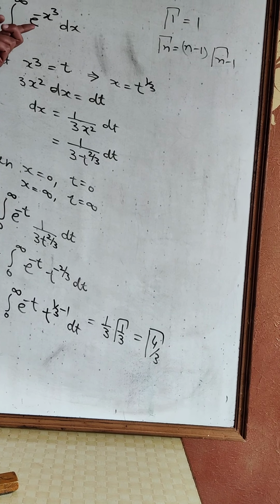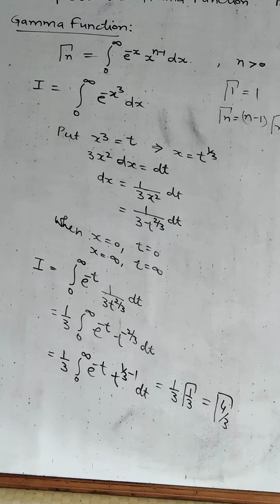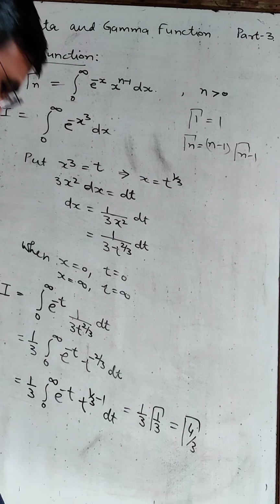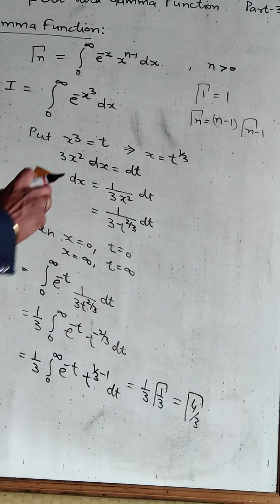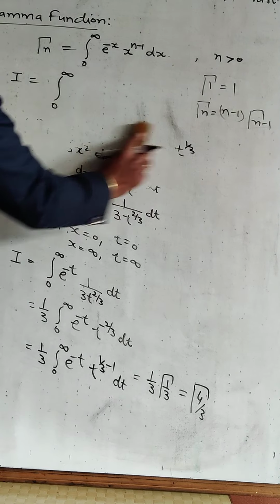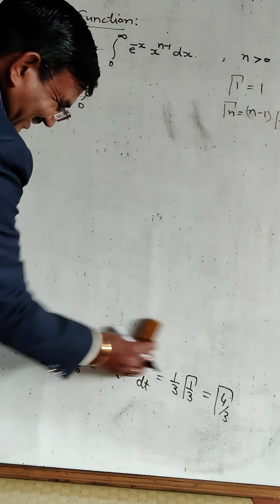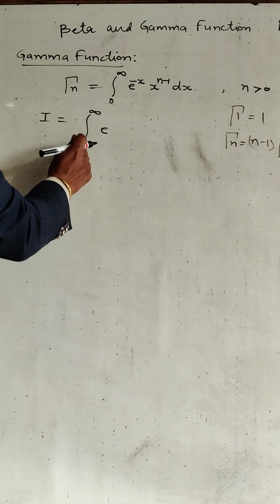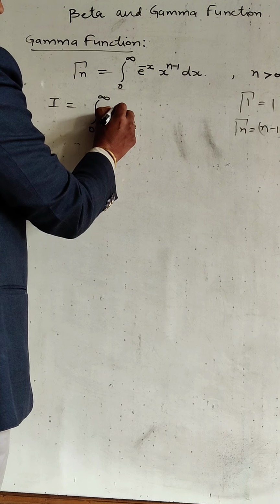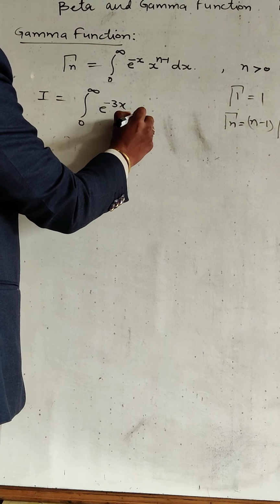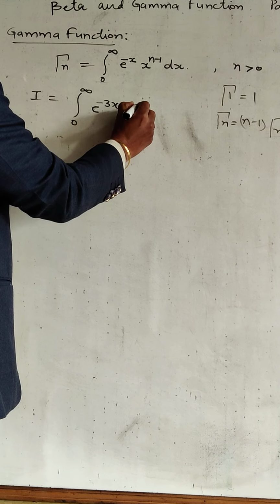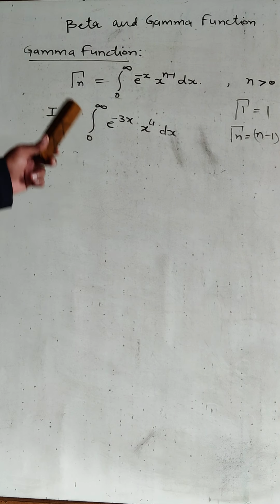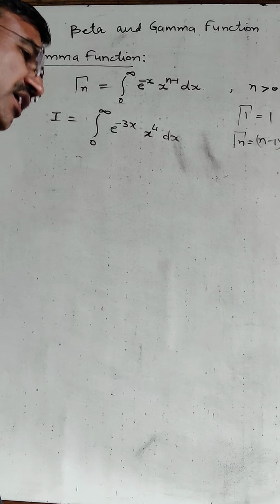So here it was one example where the power of the variable was given. Now we can take another example where a multiple of the variable is in the power, like this. Suppose it is integral 0 to infinity e raised to the power minus 3x, x raised to the power 4, dx. Now this integral can be reduced to the gamma function, and how can we reduce it?